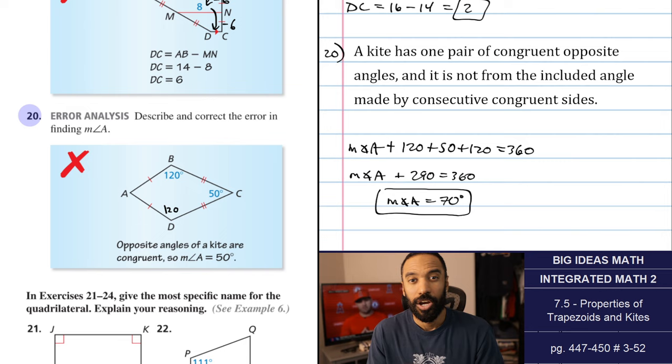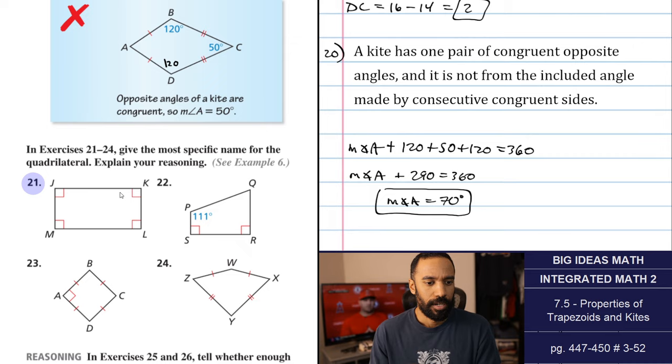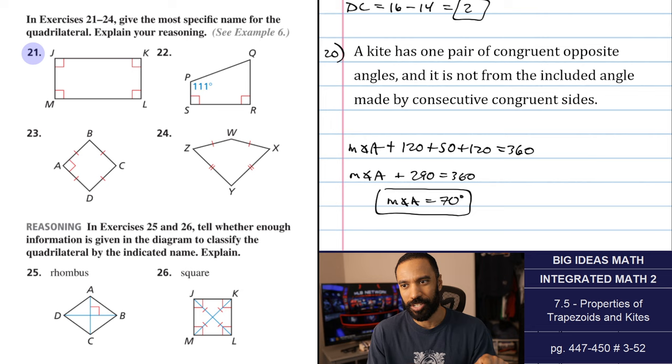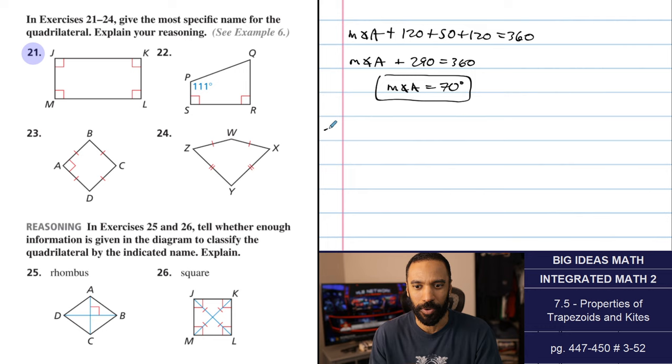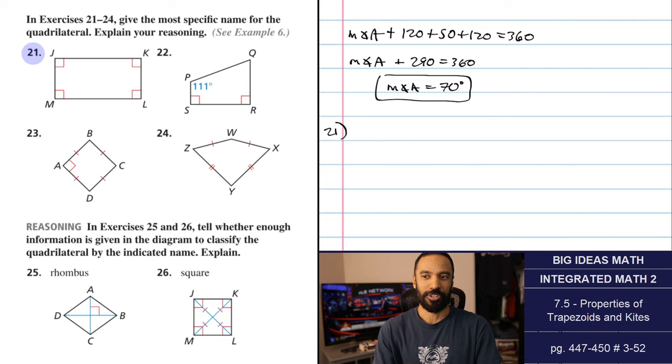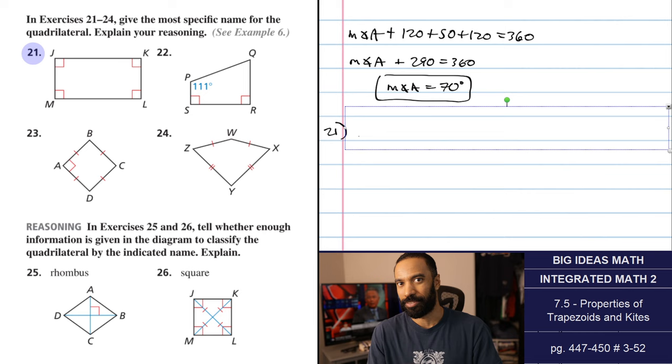All right. Numbers 21 to 24. Now, here's where it's unfortunate. This was the last kind of problem in the section, for the most part, until we got to the exercise things. That must mean we're getting to word problems soon. I don't actually know, but we'll see. Give the most specific name for the quadrilateral. Explain your reasoning. The explanation stuff's always kind of tough for me. So number 21 is a rectangle by definition.